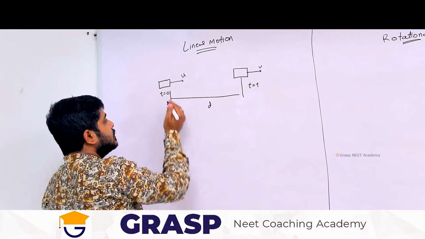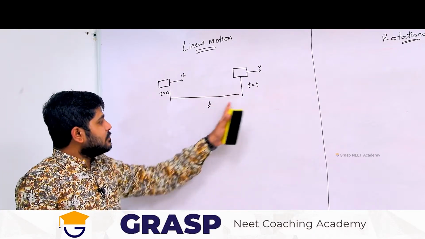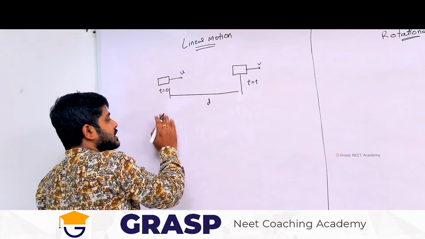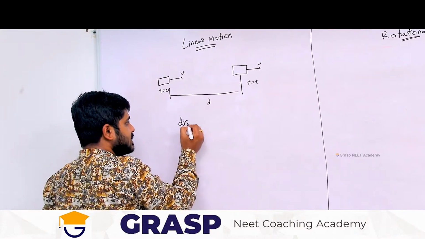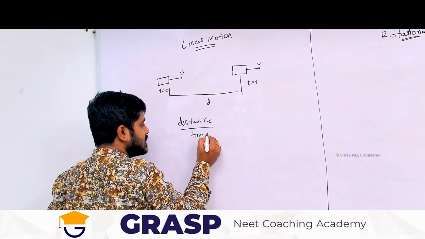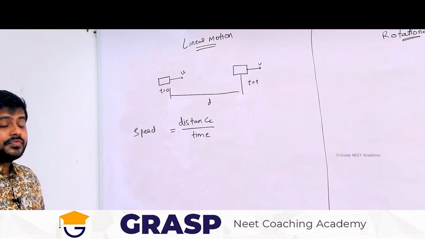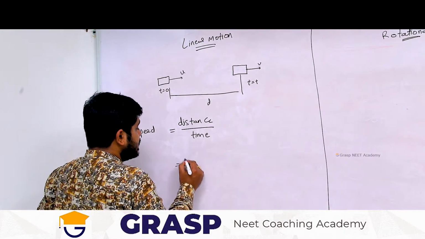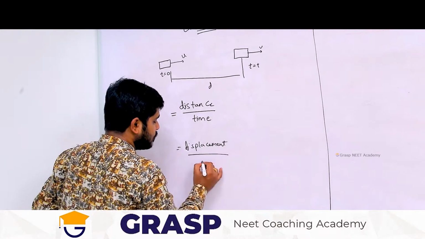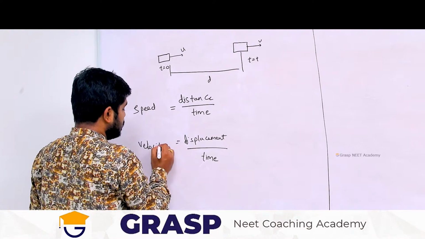Now, in a particular time t, the distance travelled is d. Whatever the distance travelled in time t divided by time, we will consider it as speed. And if you take displacement divided by time, you will get velocity.